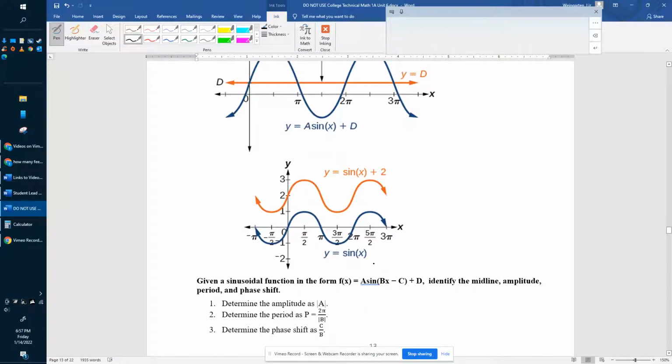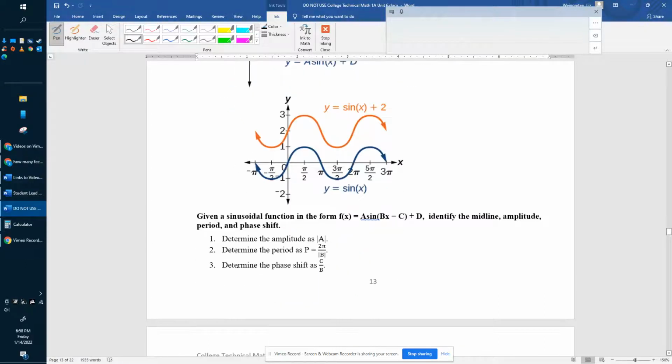Let's look at an example here. So we have the normal y equals sine of x right here. Now if we add 2 to it, the midpoint, the point that cuts the thing right in half, moves up to 2. With sine, the original midline is going to be 0. So we start at 2 now because sine of 0 is 0. Move up to 3, down to 1. Our midline has shifted up 2 because we added 2.